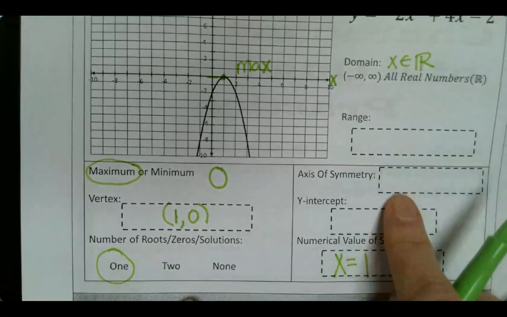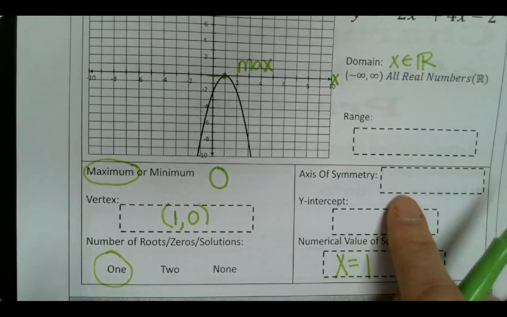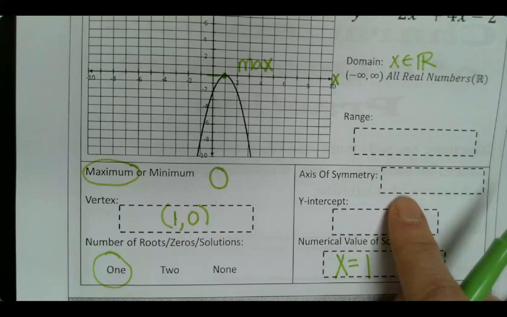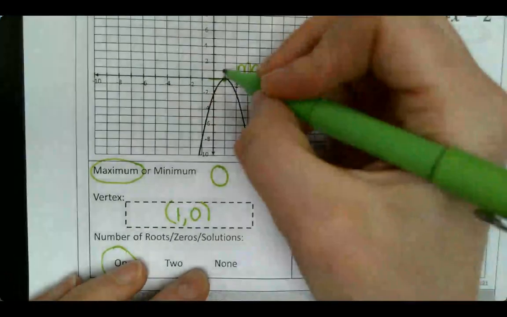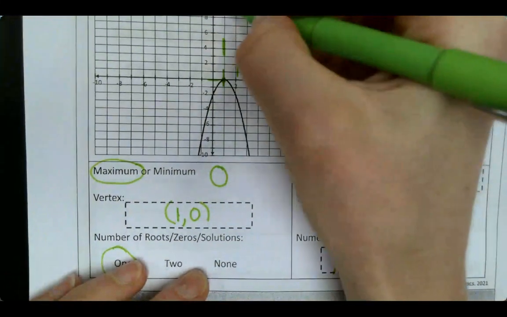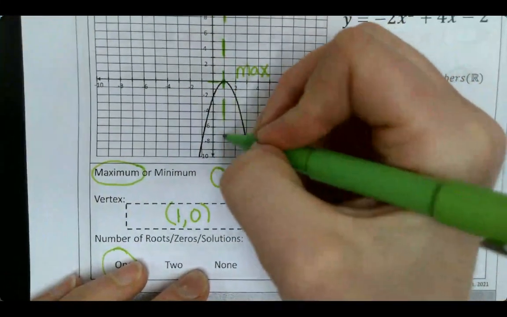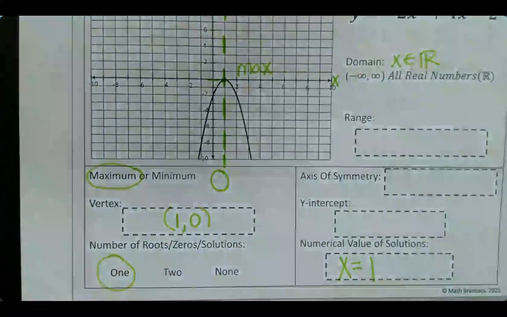Now we'll do our axis of symmetry. So the axis of symmetry is the line that cuts it in half, and we draw it with a dotted line. It goes through the vertex. So go ahead and draw your vertical line for the parabola.